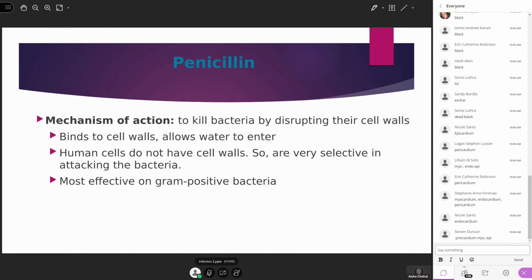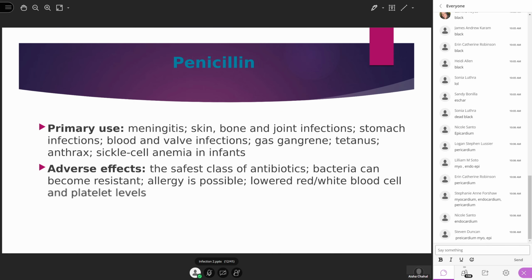And penicillin. So here is a little information about, I told you we are going to cover 4 classes of antibiotics, penicillin, cephalosporin. These are 2 that I have listed here, and you're going to go through the book for the reading as well. So here's the mechanism of action that I told you, that they work on the cell wall and they work on the absorption of the water. And the primary uses of the penicillin and some of the adverse effects.